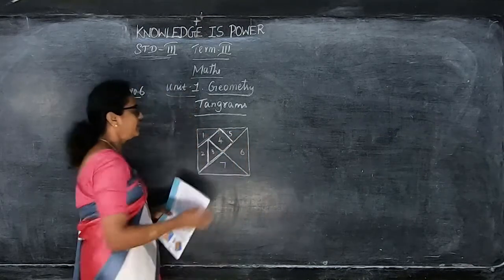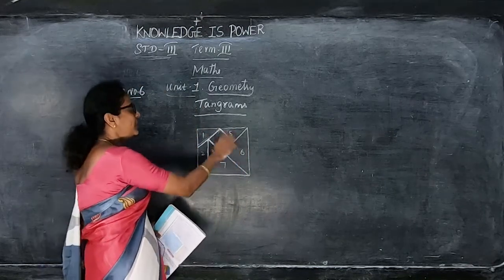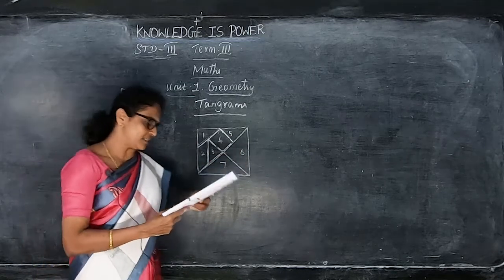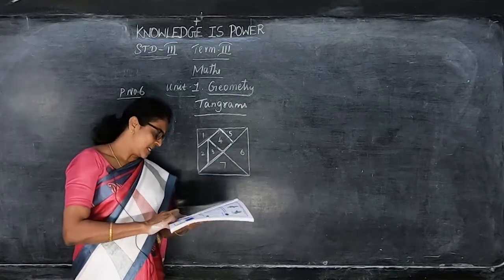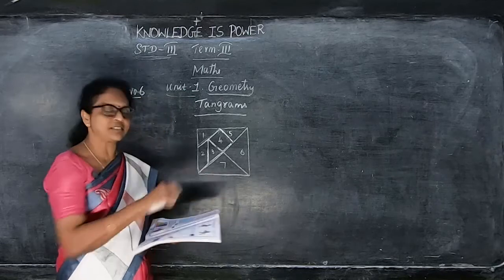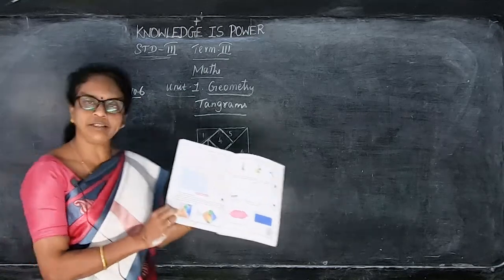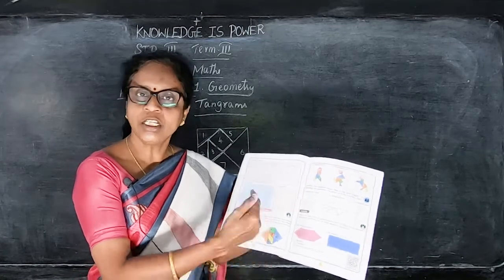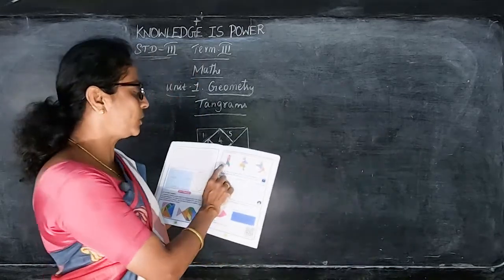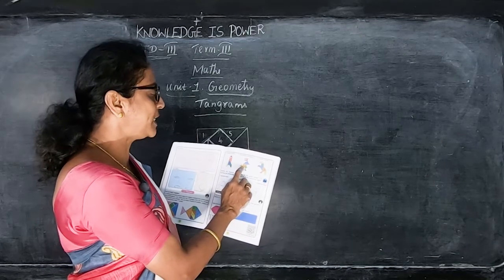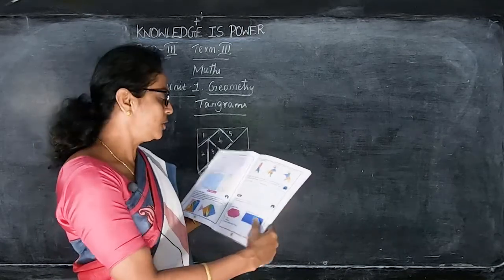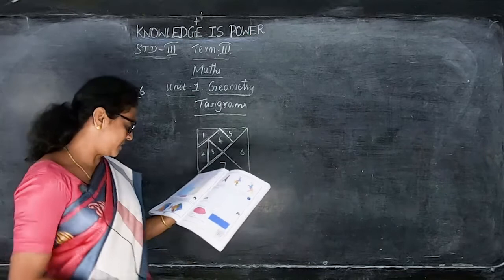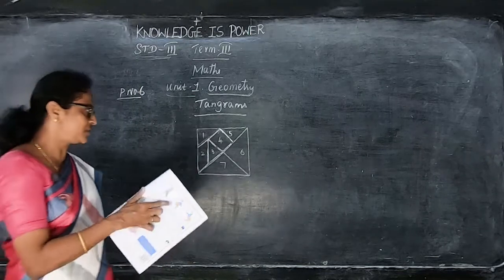So square, one square and the other 5 are triangles that can be arranged to match a particular design. So look here, there are 7 pieces, and with these pieces we can make a fish, a rocket, a tangram dancing girl and a tangram horse. So from these 7 pieces we can make a picture like this.